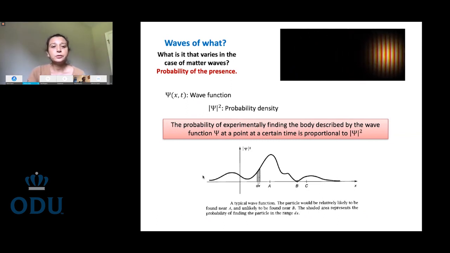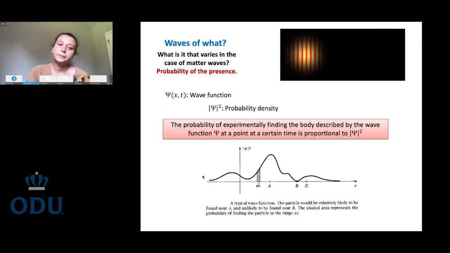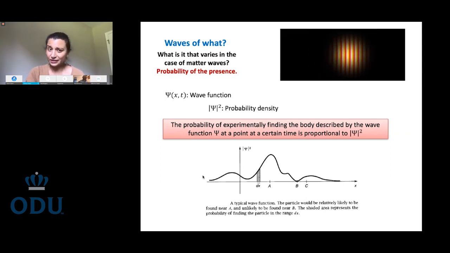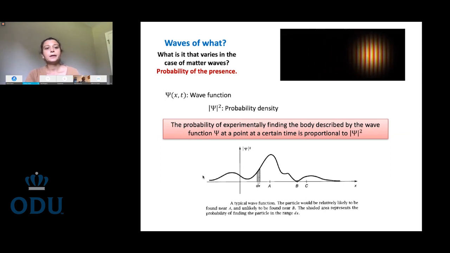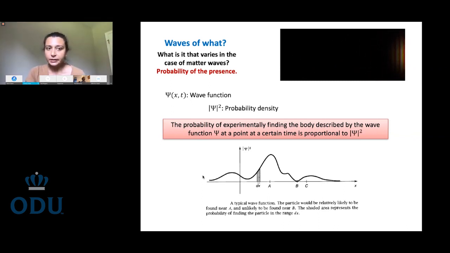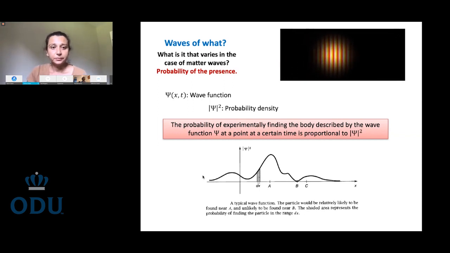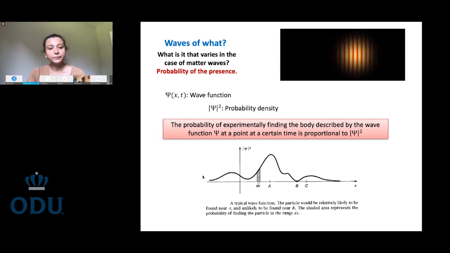So what oscillates or what changes in the case of matter waves? It is called the wave function, which is a function of space and time. Its value at a particular place at a particular time is proportional to the probability, the likelihood, to find the body there. So it's actually the probability of its presence.